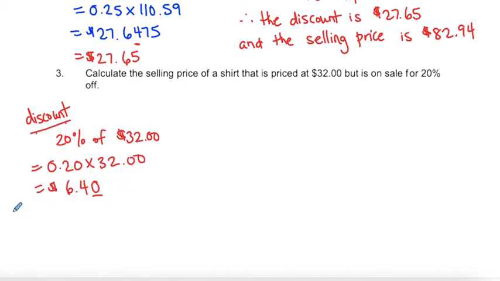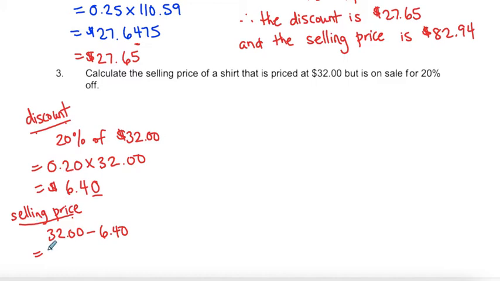So from there, I need to find my selling price. And I do that by taking my original price of $32 and subtracting my discount of $6.40.